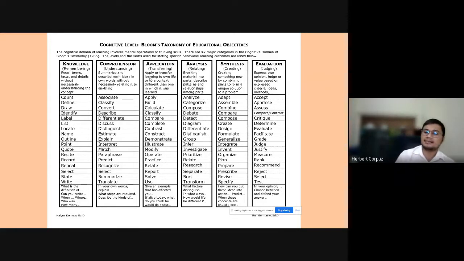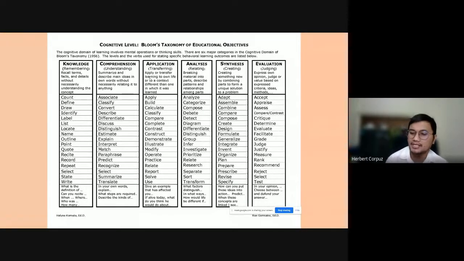Okay, and last, under higher order thinking skills is evaluation. It's expressing your own opinion, judging or valuing based on expressed criteria, ideas, and methods. Accept, appraise, assess, compare and contrast, critique, determine, evaluate, facilitate, grade, judge, justify, measure, rank, recommend, reject, select, and test. For example, in your opinion, how is the city government doing its best to prevent the spread of COVID-19? That is evaluation. You're judging something.